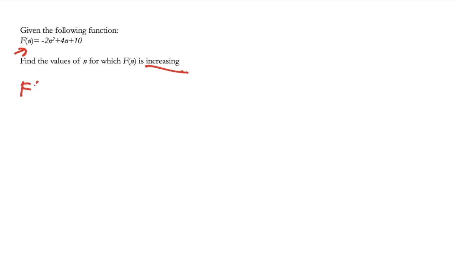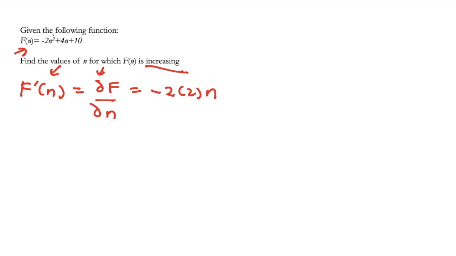Take the first derivative of f(n) with respect to n. Also can be rewritten as delta f over delta n. You can write either one of this. Okay, so you take the first derivative, so it becomes minus 2 times 2, 4, n, isn't it?